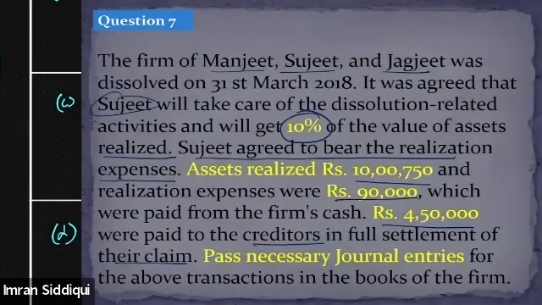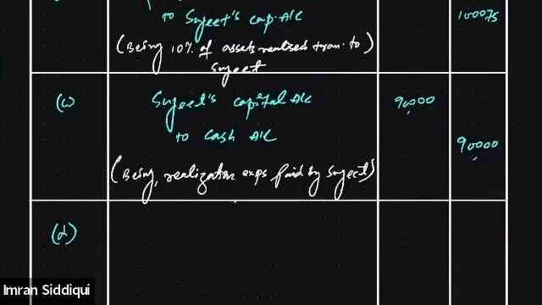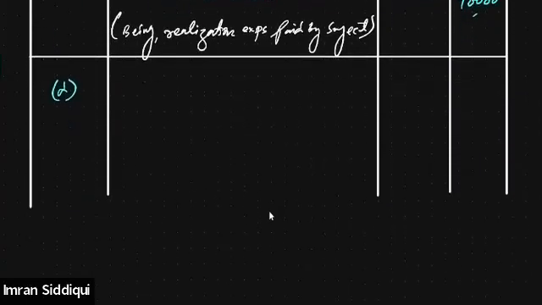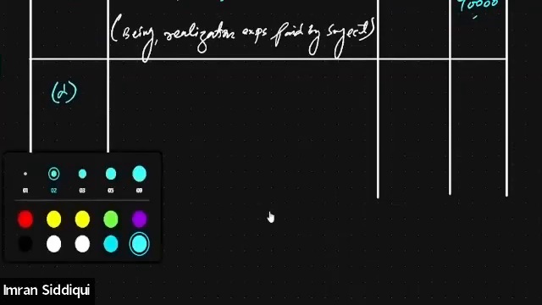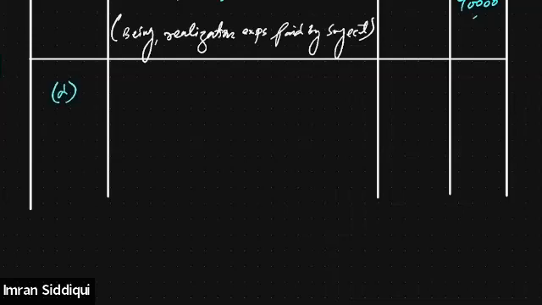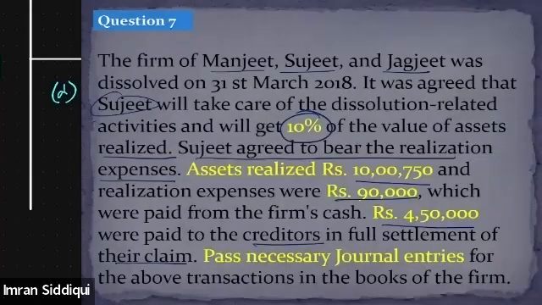Then the next thing, the question is also giving us some information about the creditors being paid. It says which were paid from the firm. Rupees 4,50,000 were paid to the creditors in full settlement of their claim. Anybody, please tell me the correct journal entry for the payment of the liability. What will be the journal entry for the last adjustment?